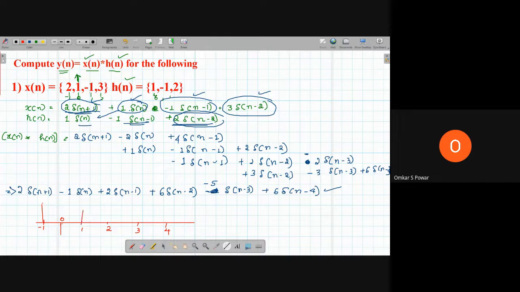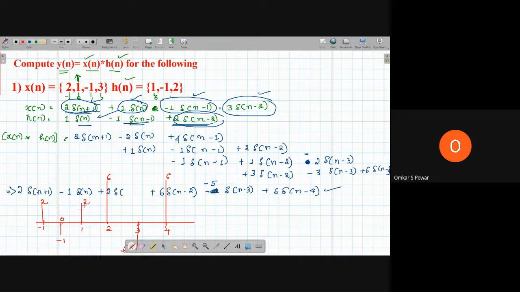At n is equal to 1, it's again 2. At n is equal to 2, it is 6. And n is equal to 3, it is 5. And n is equal to 4, it is again 6. So you have to write the values here. So 2, minus 1, 2, 6. At 3, it's actually minus 5. Okay, so this is minus 5 here. Okay, so minus 5 and 6.